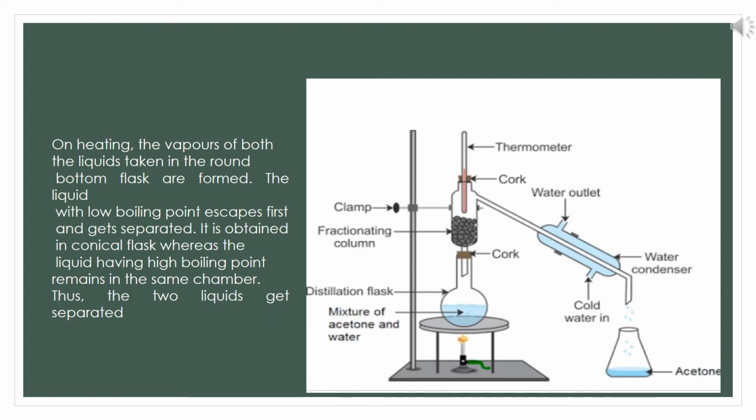In the condenser, the vapors are converted to liquid. That means it undergoes condensation, and that liquid is then collected in the conical flask. So here in this picture we have taken a mixture of acetone and water. Acetone is an example of alcohol. So alcohol and water are highly miscible, they mix with each other and cannot be easily separated. So for that we have to make use of processes like fractional distillation.